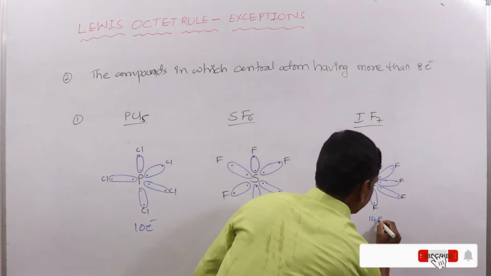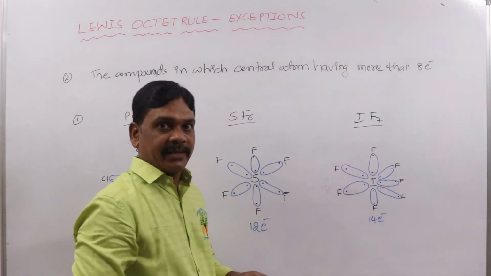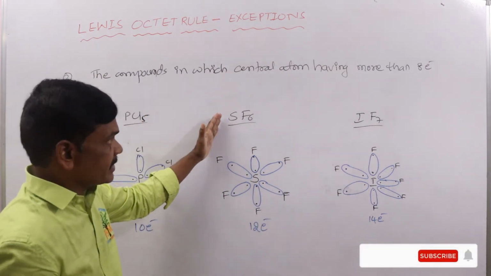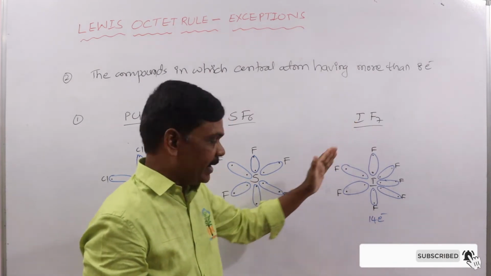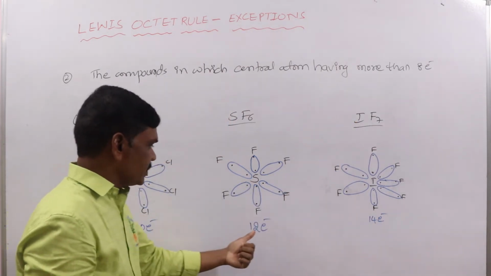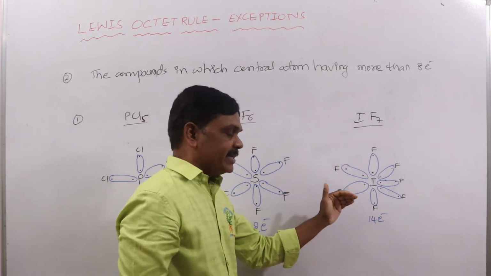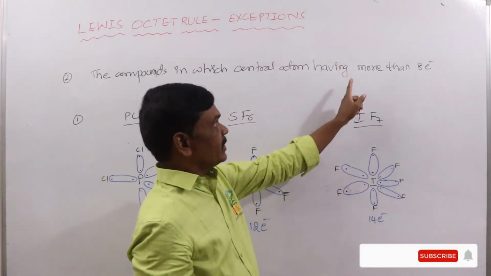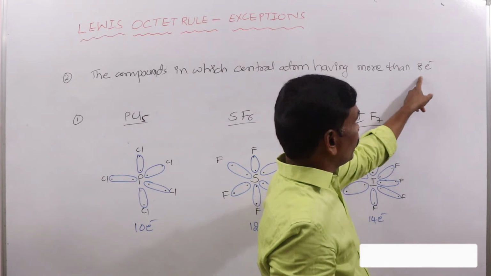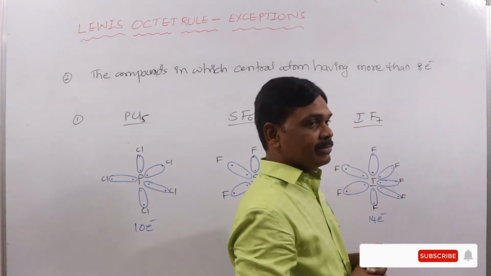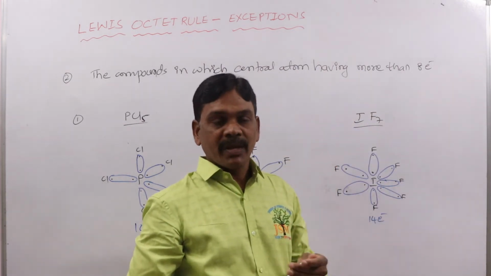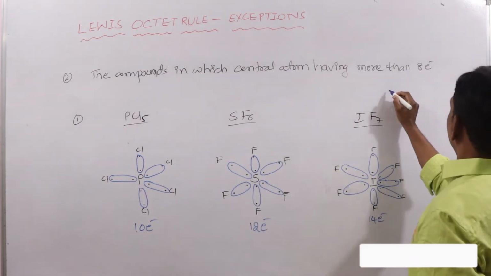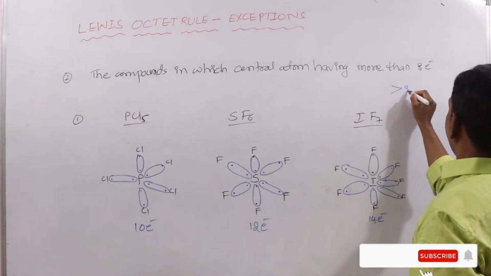So total 14 electrons. Now in the case of phosphorus pentachloride, sulfur hexafluoride and iodine heptafluoride, in all these cases we have 10 electrons, 12 electrons, 14 electrons. So this is more than an octet. More than an octet means more than 8 electrons. If it is more than 8 electrons, these are also known as hypervalent compounds.